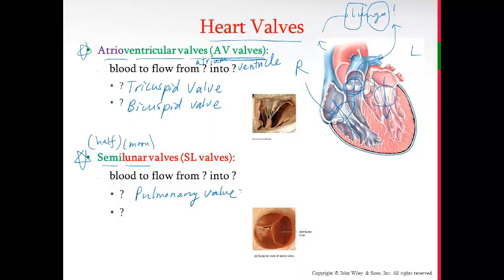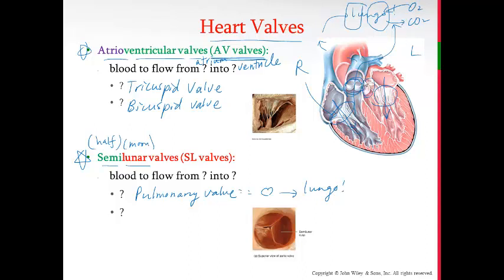So the pulmonary valve will allow the blood to go from the right ventricle through the pulmonary valve, through the pulmonary trunk, and eventually to the lungs. So it allows the blood to flow from the heart to the lungs. And why do they have to go to the lungs? If you see the coloration over here, it shows you that this is deoxygenated blood. It's depleted of oxygen. So it has to go to the lungs in order to get the oxygen and get rid of the CO2.